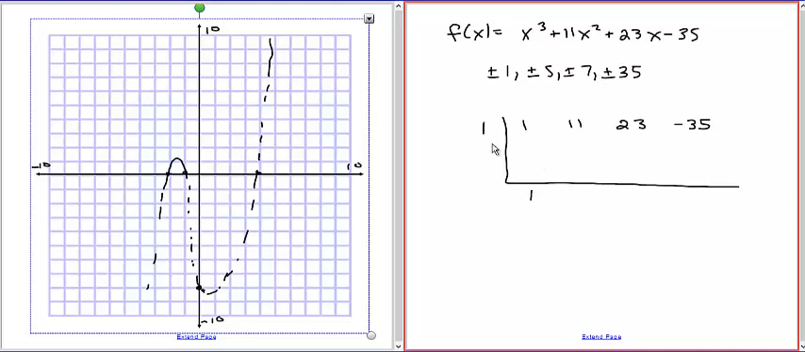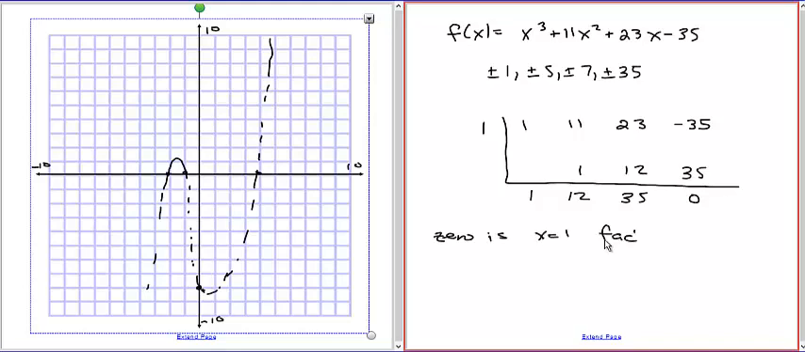Okay, so 1 comes down. 1 times 1 is 1. 11 plus 1 is 12. 1 times 12 is 12. Add these together, you get 35. 1 times 35 is 35. Negative 35 plus 35 is 0. So what we can say is that a zero is x equals 1.